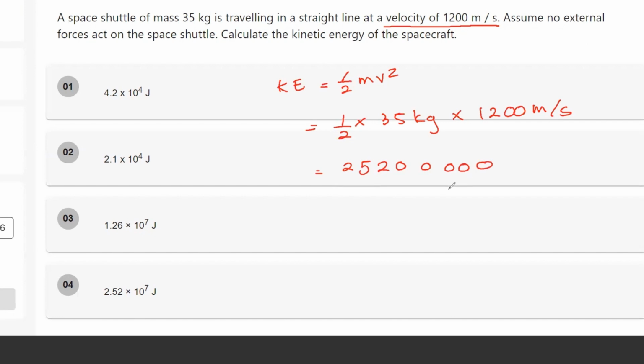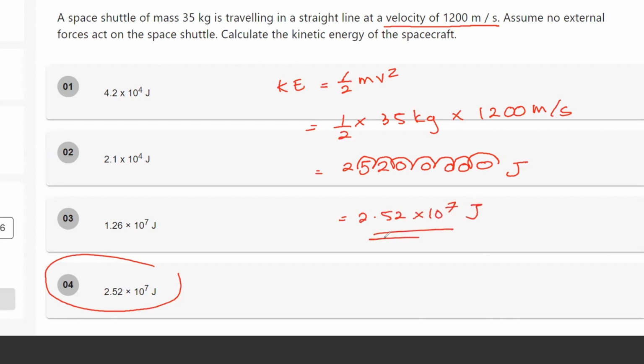Now, when you plug this into the calculator, you should be getting a value like this, 25200000. Because this value is a bit too big, we need to keep it in the scientific form, and also because all the answers are in the scientific form, it's pretty clear the answer should be 4. But to convert this into scientific form, let's see how many places we have to move the decimal: 4, 5, 6, 7. The answer should be 2.52 times 10 to the power 7 joules. Answer number 4.